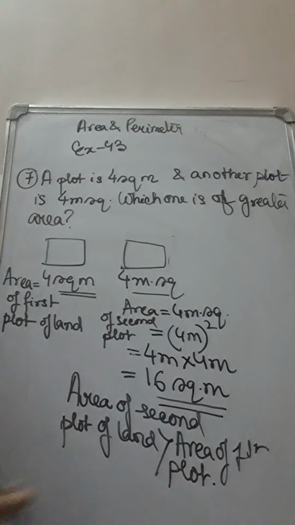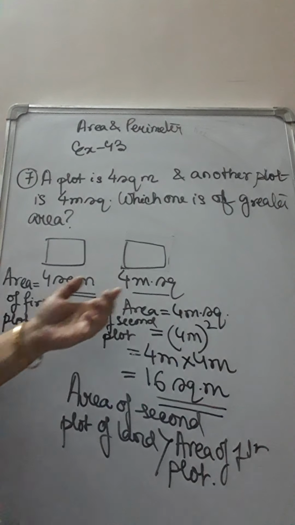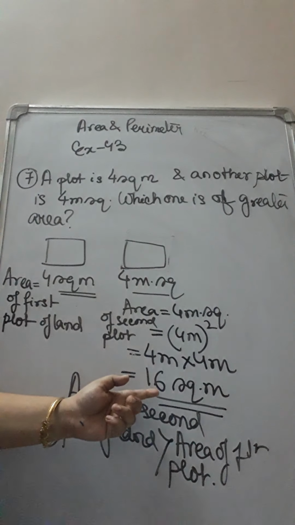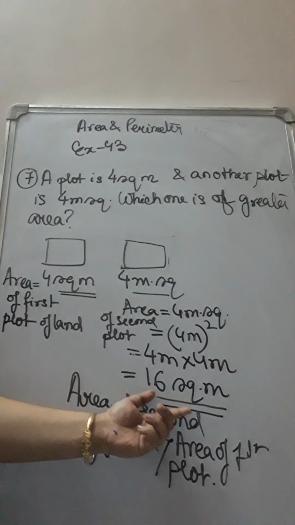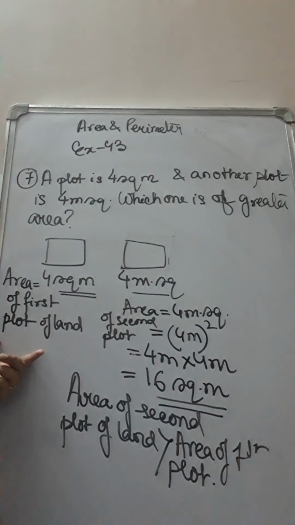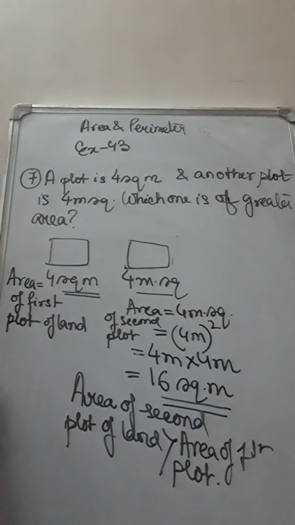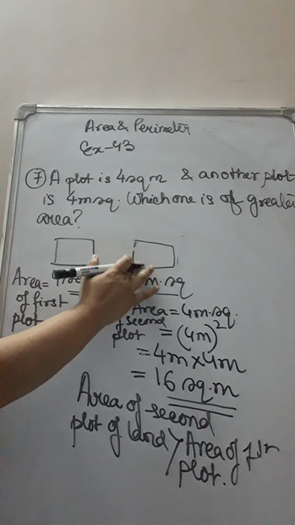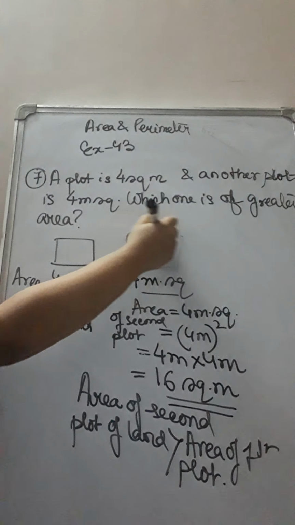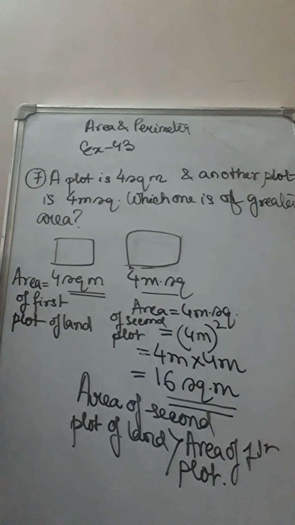So now you can straight away give the answer that the space inside the second plot of land, or area, is 16 square meters, which is greater than the space or area of the first plot of land, which is 4 square meters. So obviously if the space is more, that means the plot of land is bigger in the second case. So we are done with the sum. It is a different type of sum, so please take a note of it.